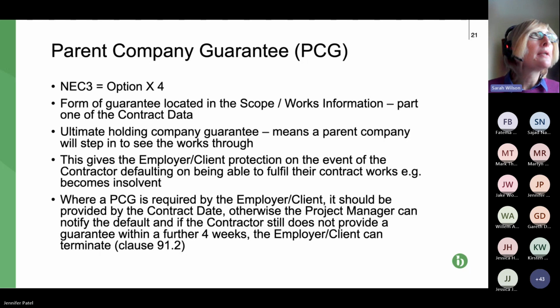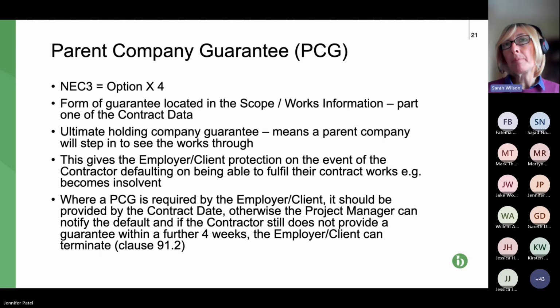As with all of these documents, a parent company guarantee is a contract in its own right. So the key thing is to read it and understand what it means. It's the words that count. So, I've just explained roughly what you would expect in a parent company guarantee, but it's what it actually says that really matters.